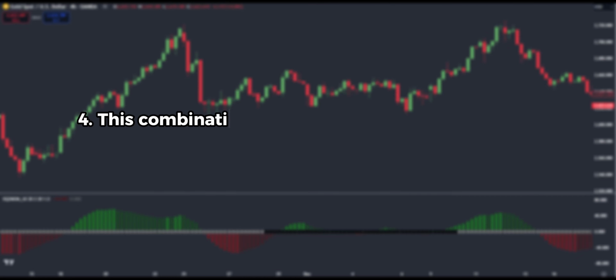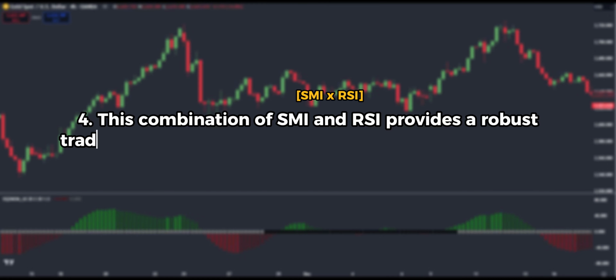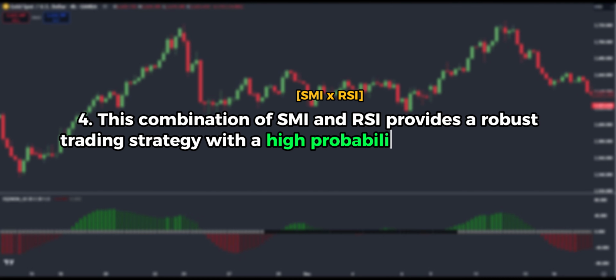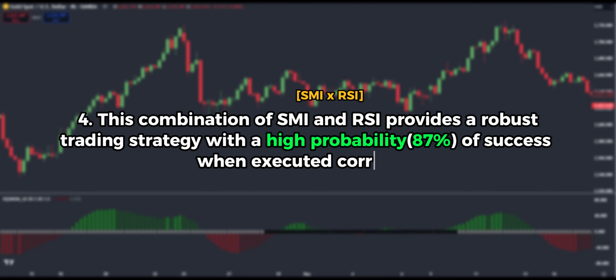This combination of SMI and RSI provides a robust trading strategy with a high probability of success when executed correctly.